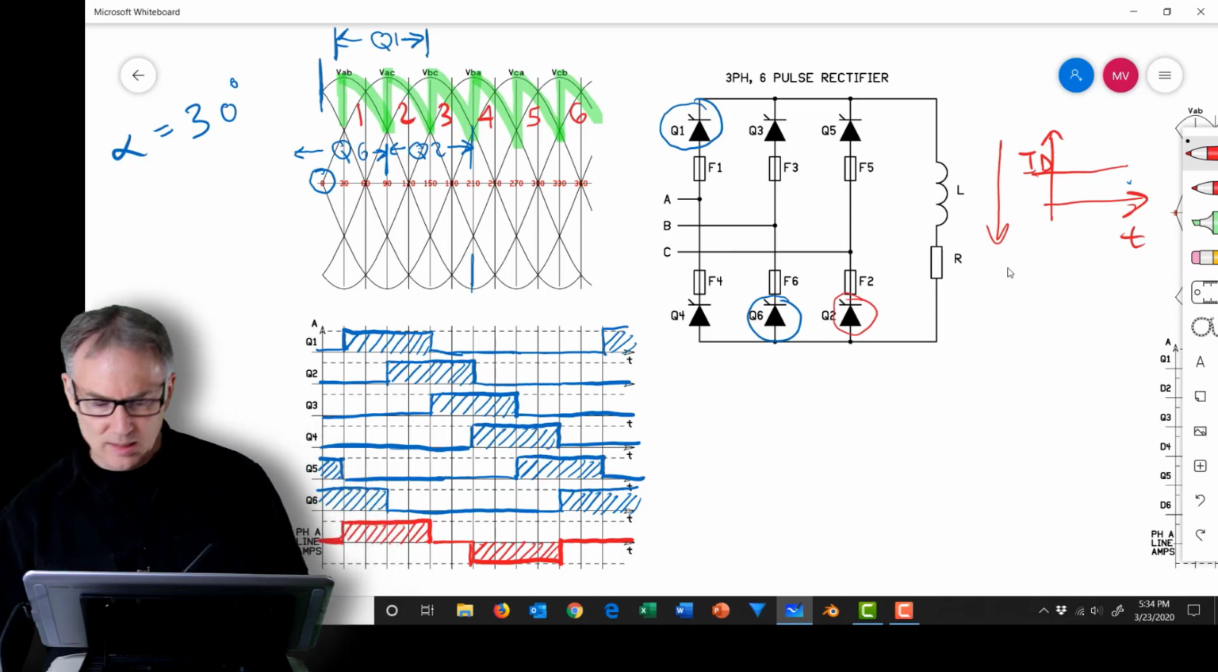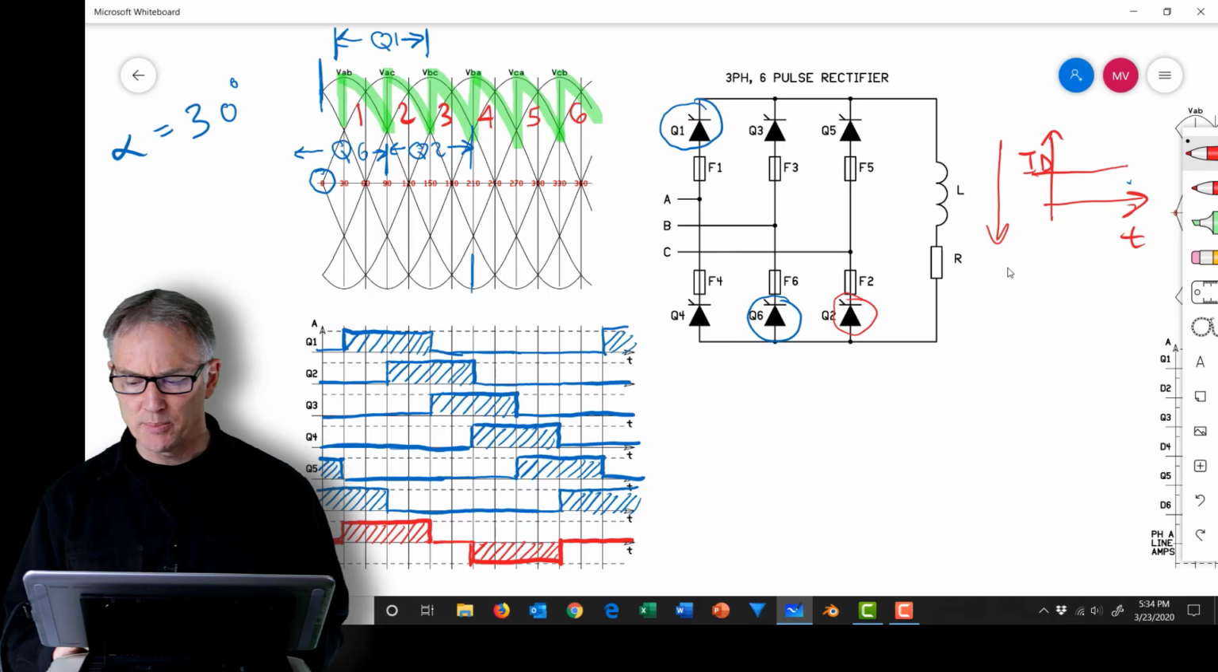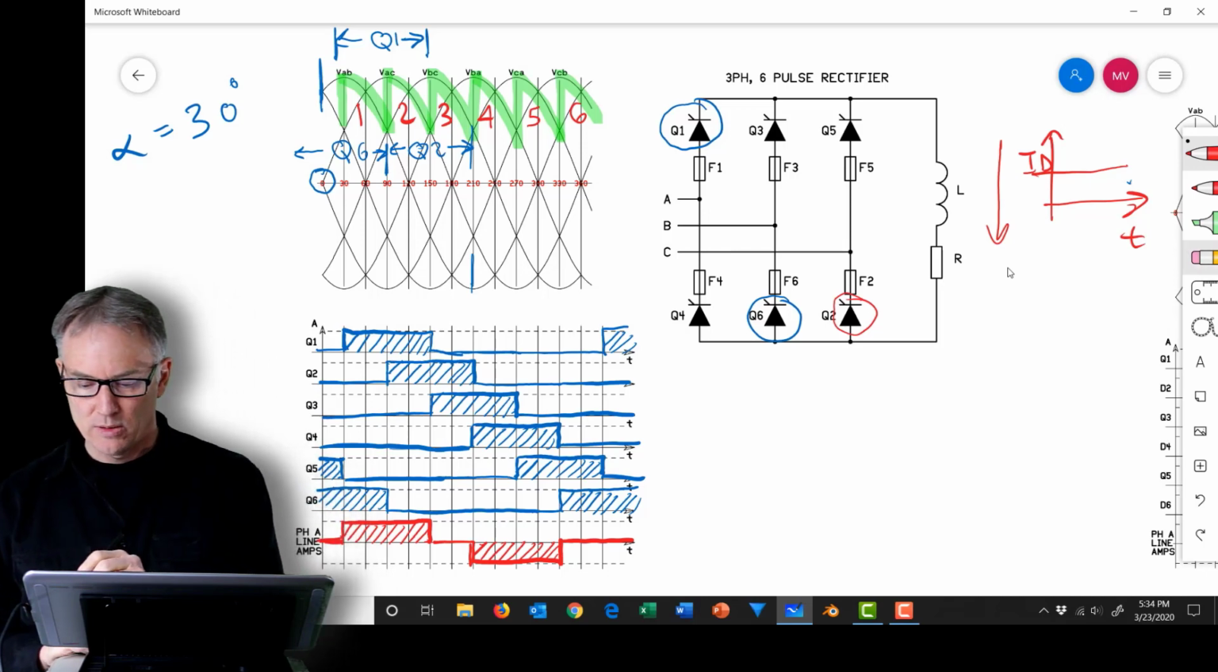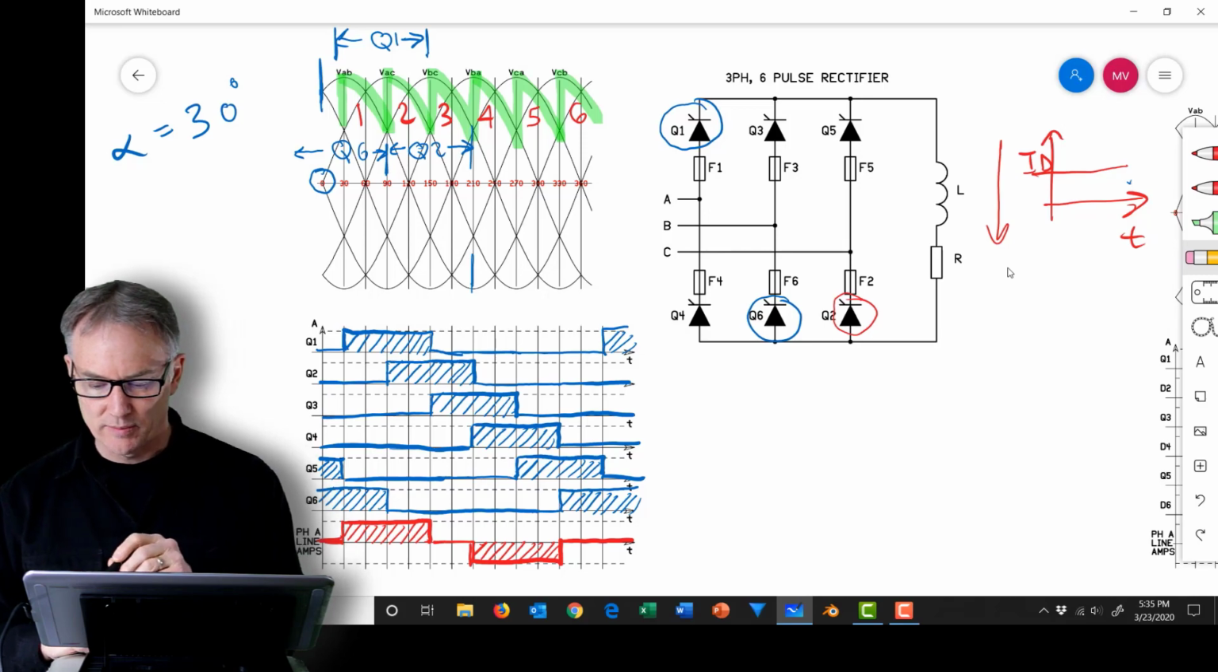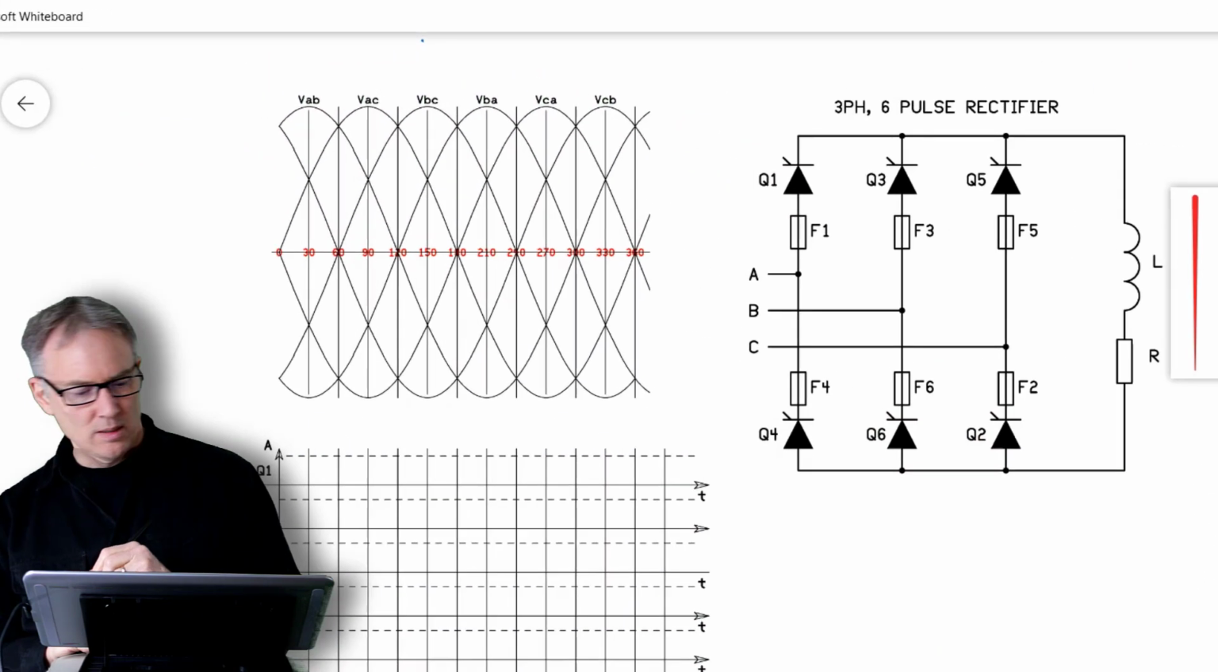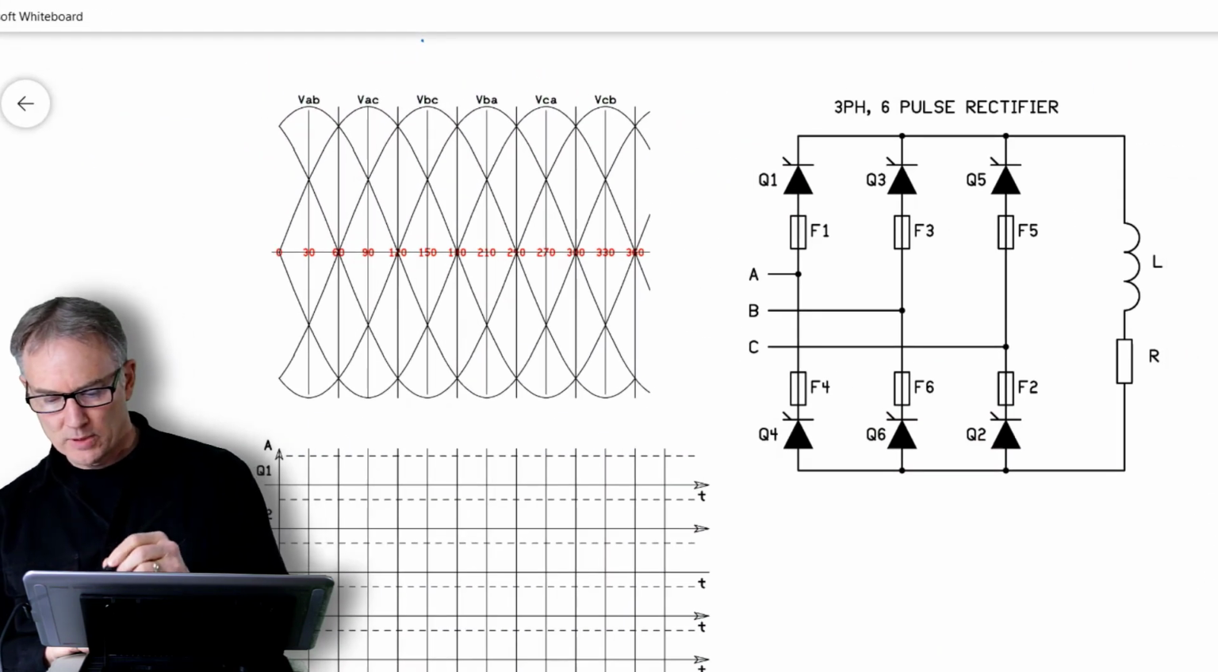Okay, let's switch it up a bit and let's look at some different angles. So I'm going to take the same thing and I'm going to just erase everything I've done here. All right, let me pull up my green marker again.